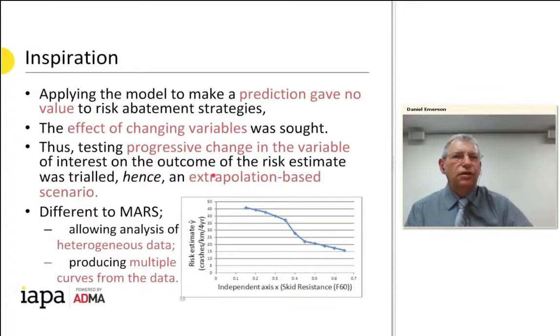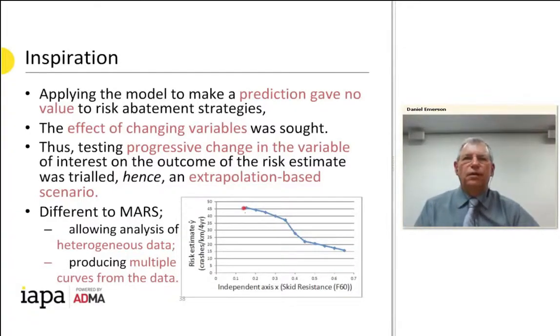However, how this is different is that there are a number of models involved, and so as a given variable like the skid resistance changes, it invokes or instantiates different models on the way through and is able to represent a non-linear curve. It looks a bit like Mars. However, it allows analysis of heterogeneous data, and it produces multiple curves from the data, one for each instance in the enterprise.